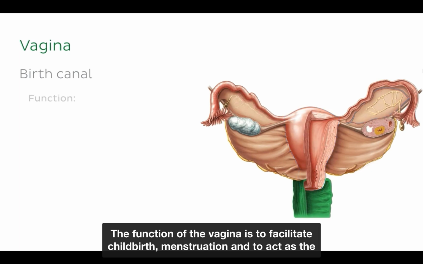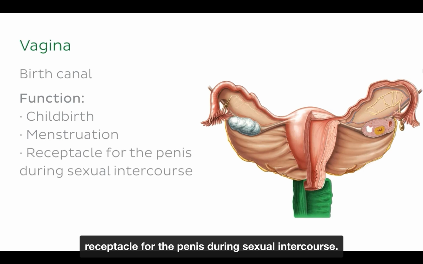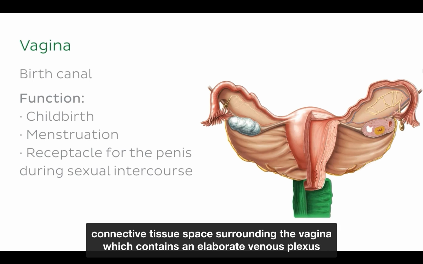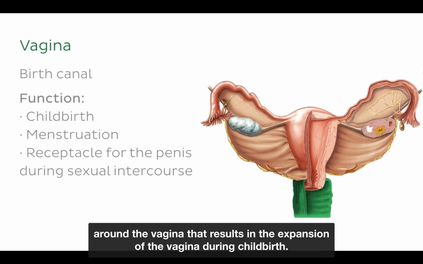The function of the vagina is to facilitate childbirth, menstruation, and to act as the receptacle for the penis during sexual intercourse. The vagina is also one of the most expansile organs of the female body due to the extensive connective tissue space surrounding the vagina, which contains an elaborate venous plexus around the vagina that results in the expansion of the vagina during childbirth.